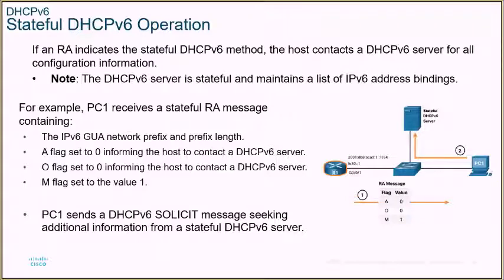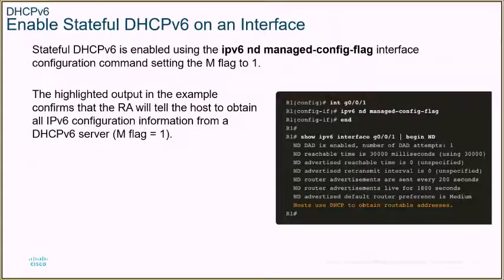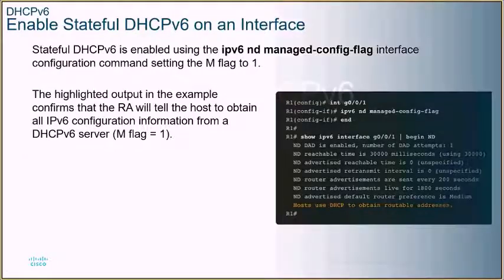So basically, you'll send a router solicit, and the router advertisement will come back saying, I'm not going to give you anything, you need to send a DHCP request. And then the host will start with the DHCP solicit. The way that we do that is by doing ipv6 nd managed-config-flag. That changes the RA again. As you can see in the information here, it says the host uses DHCP to obtain routable addresses. So that DHCP server actually manages the addressing.